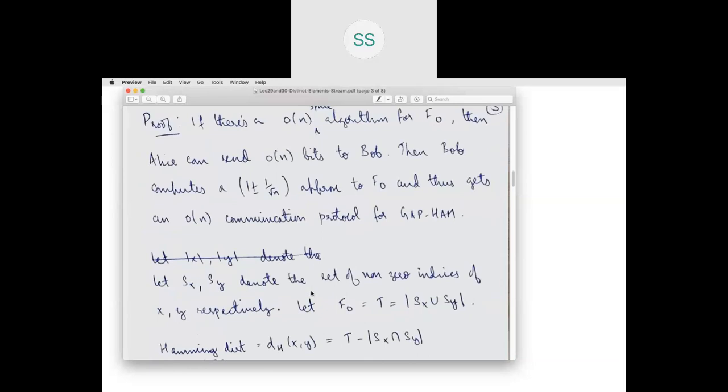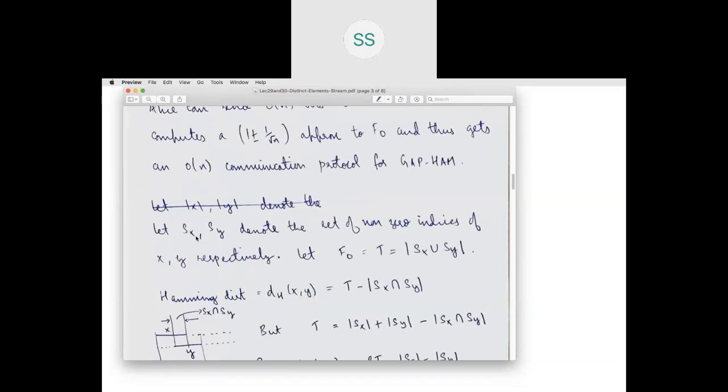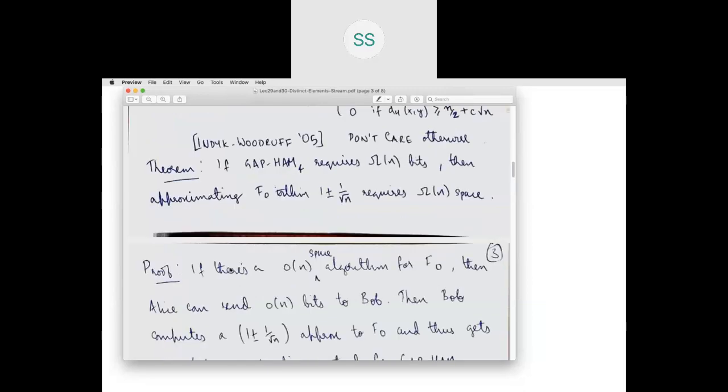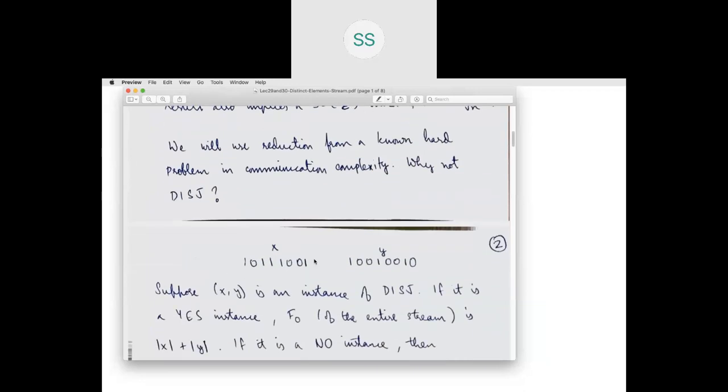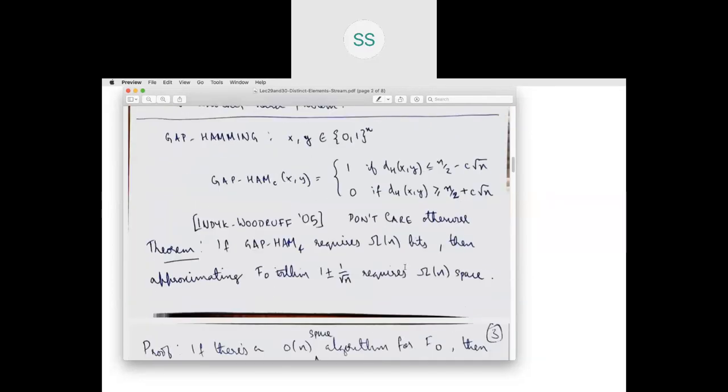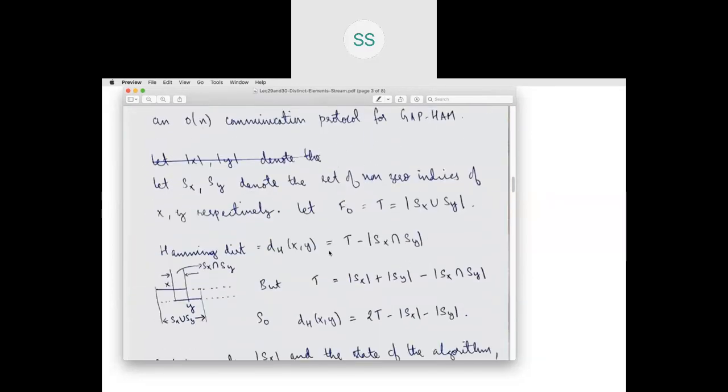Okay, so why is this going to be true? Let Sx and Sy denote the set of non-zero indices of x and y respectively. So this is exactly what I said earlier. If this is x, Sx would be 1, 3, 4, 5, 8, and Sy will be 1, 4, and 7. Right? So these are the sets of non-zero indices.